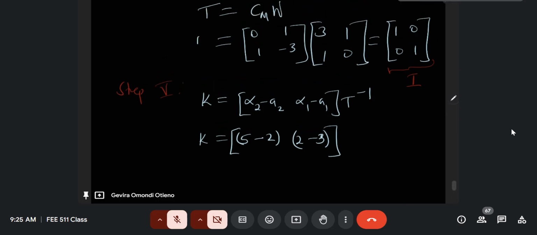Ladies and gentlemen, T is an identity matrix. The inverse of an identity matrix is still an identity. And an identity matrix multiplied by another matrix is the same matrix. So we don't need to indicate this. This is an identity matrix, so it's just the same thing. Nothing changes there. And so K therefore becomes 5 minus 2, which is 3. 2 minus this is minus 1.